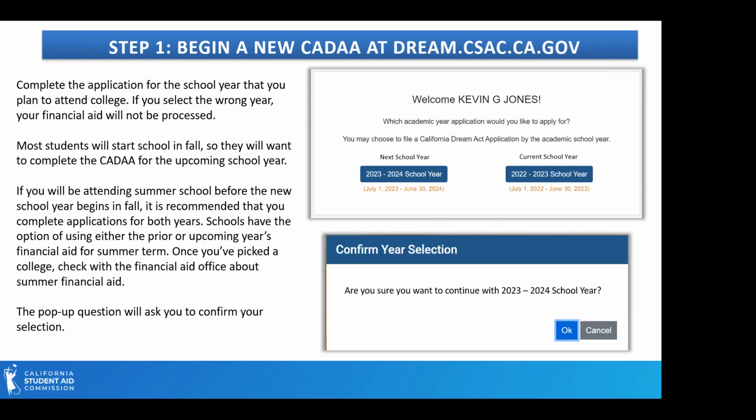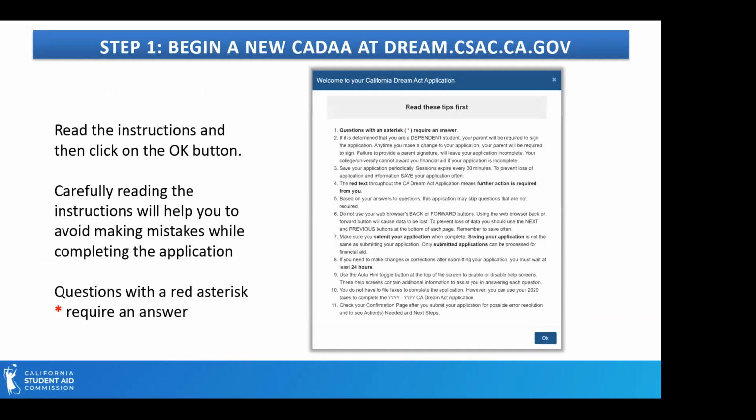Once you select, it will confirm which application you are going to complete. And as you can see, we're going to go ahead and fill out the application for the upcoming school year, the 23-24 school year. Once we have gone past that pop-up, you will then get some tips here. Please read through these instructions and then select OK. These instructions are helpful tips that will help you avoid making mistakes while you are completing the application.